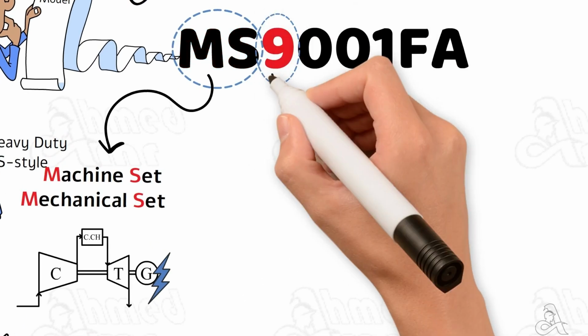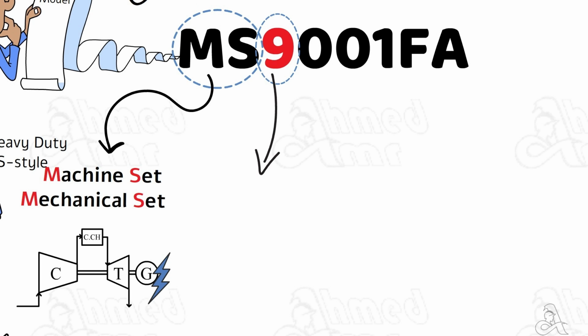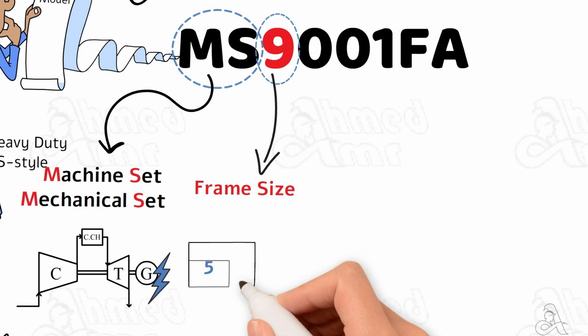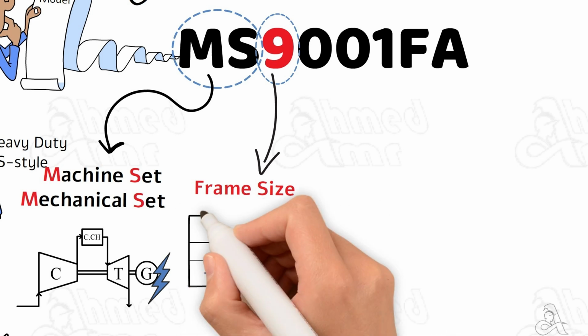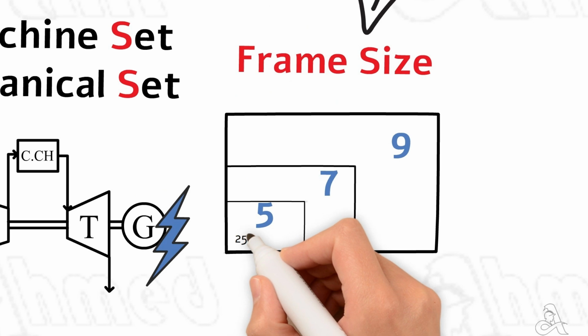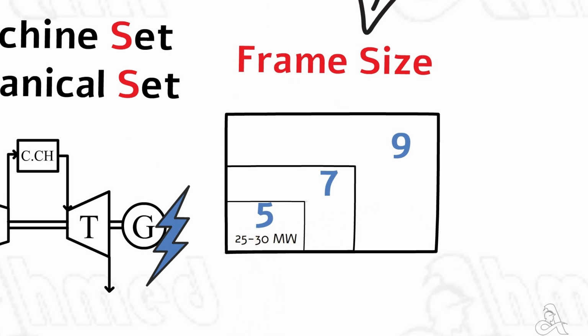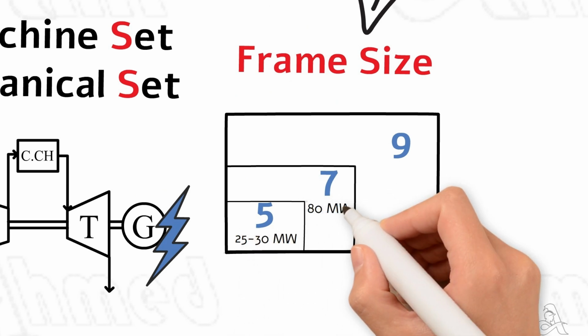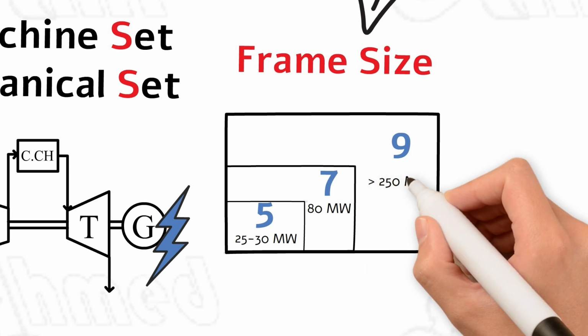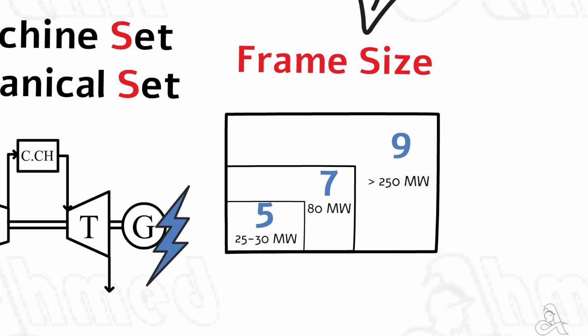The number 9 represents something very important, the frame size. That's basically the overall size and power class of the turbine. The higher the number, the larger the turbine, and the more power it produces. Frame 5 was small, around 25 to 30 megawatts. Frame 7 was bigger, reaching 80 megawatts and more. And Frame 9 is the real giant, over 250 megawatts of output.